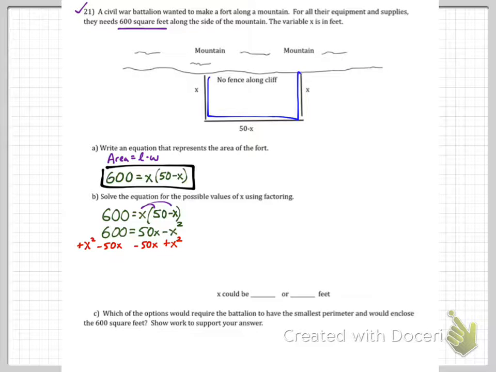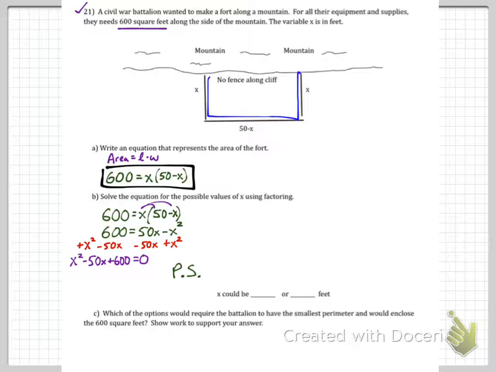The reason I'm doing this is because it's always a little bit nicer to have the coefficient of your x squared term be positive. It just makes things work out a little bit nicer. I could move everything to the right side instead, but this simplifies it a little bit. So we get x squared minus 50x plus 600 equals 0.